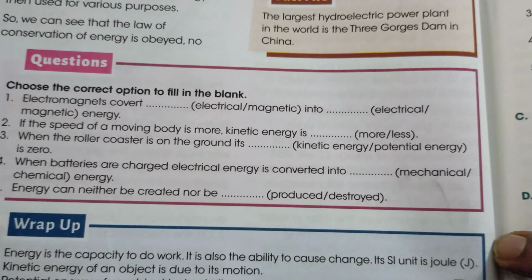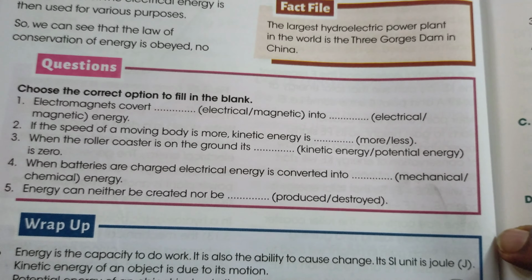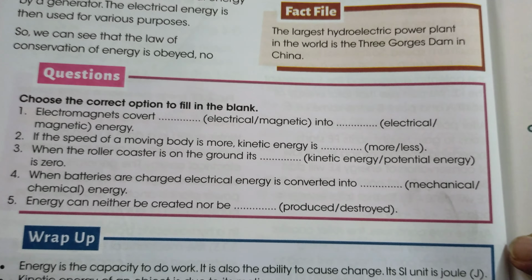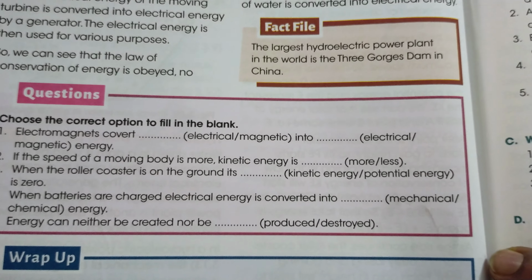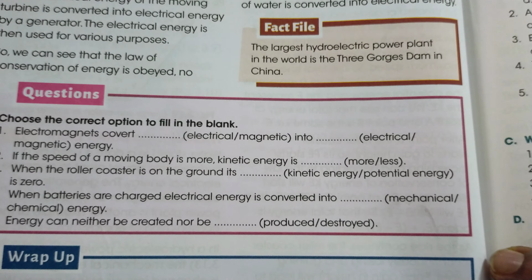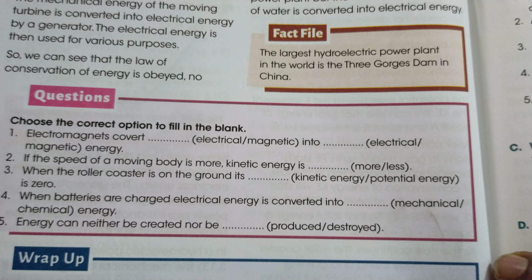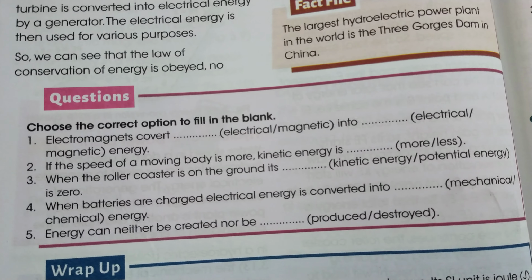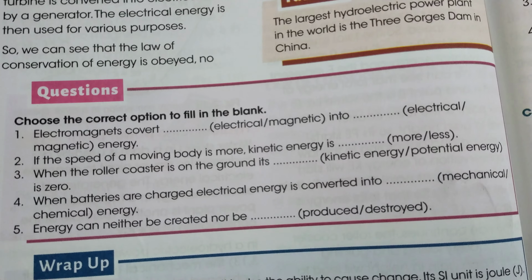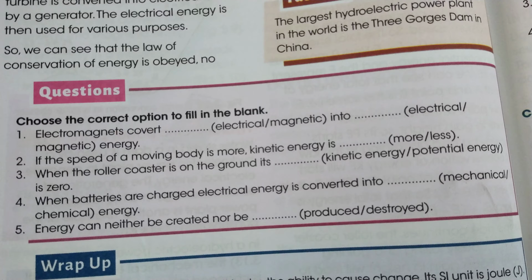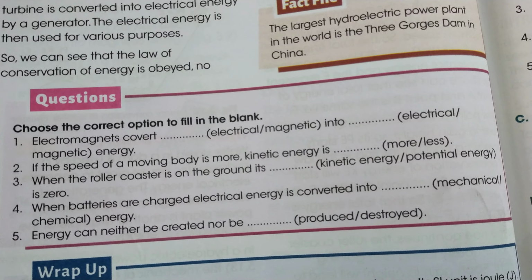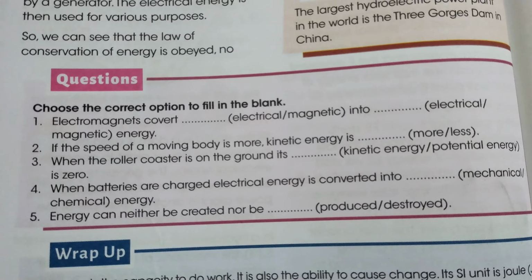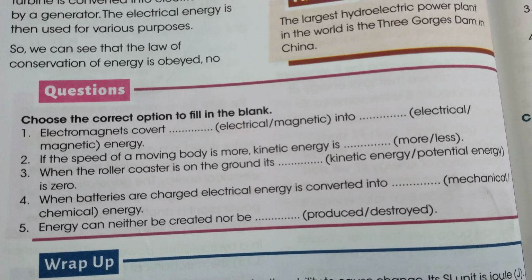These are a few choose the correct option questions you will be writing in your exercise book. I will be discussing the answers also. Electromagnet converts dash into dash energy. So you see, electromagnet converts magnetic into electrical energy. Next, question number 2. If the speed of a moving body is more, the kinetic energy is more. That means kinetic energy depends upon speed. If speed is more, kinetic energy is more. So answer number 2 is more.